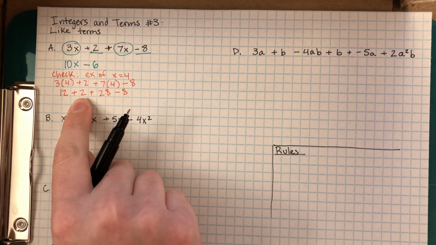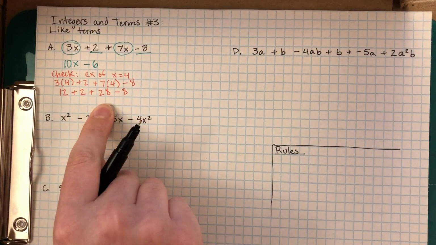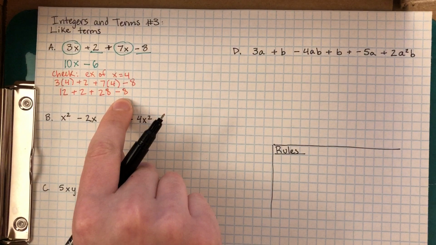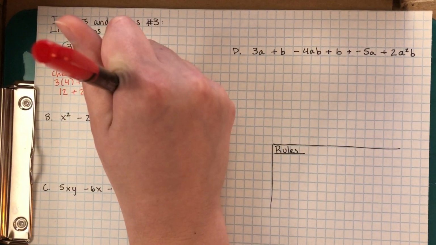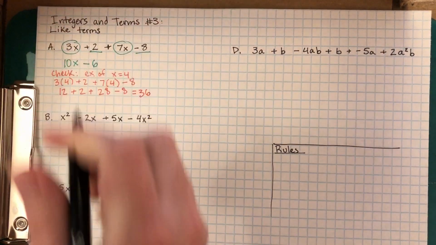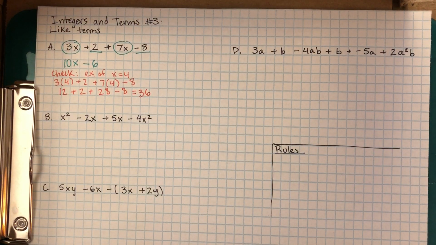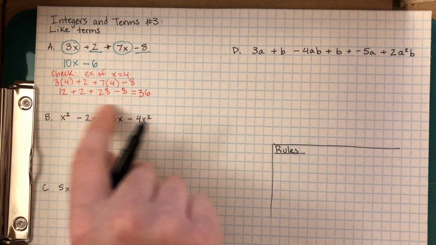12 plus 2 would be 14. 14 plus 28 is 42. 42 minus 8 would be 36. So this should equal 36. Is that right? I think I did something wrong.